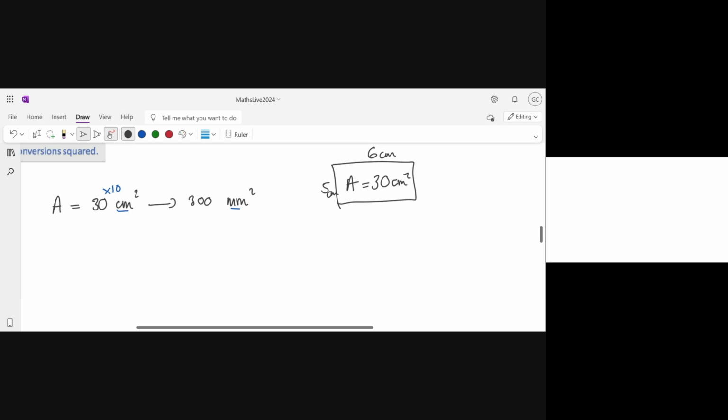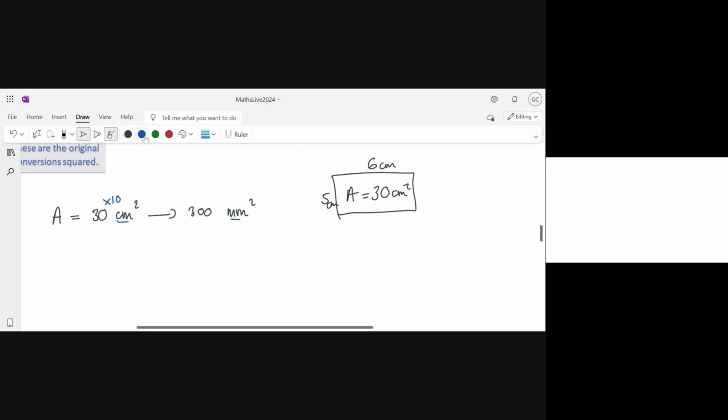Done. Good. Now, here's what I want us to do. We're going to take each of these sides and convert them to millimeters. So I know from centimeters to millimeters, we times by 10. So times 10, times 10. Now, my new rectangle looks like this. It's got 60 millimeters over here, and it's got 50 millimeters over here. Calculate the area for me. What is 60 times 50?